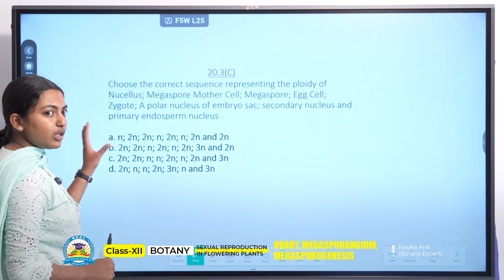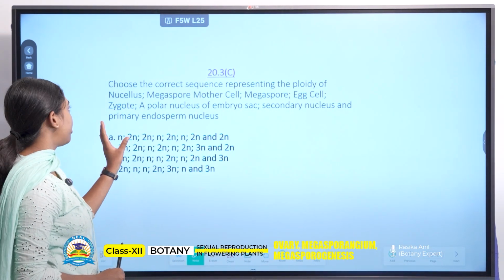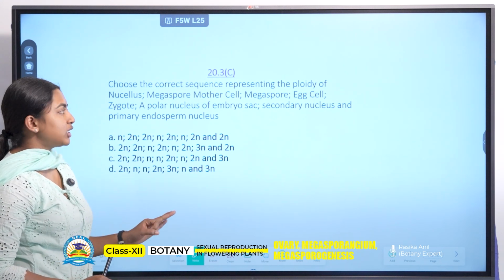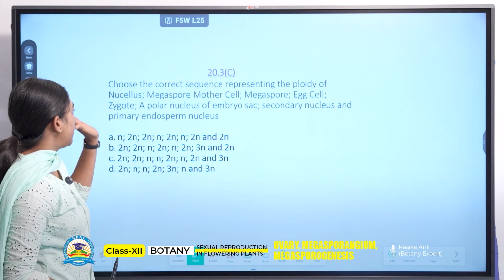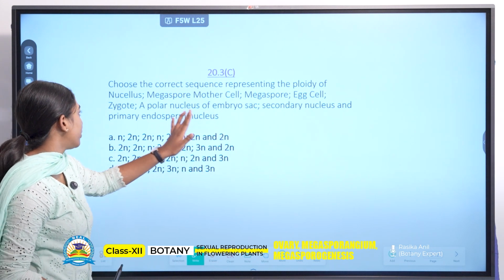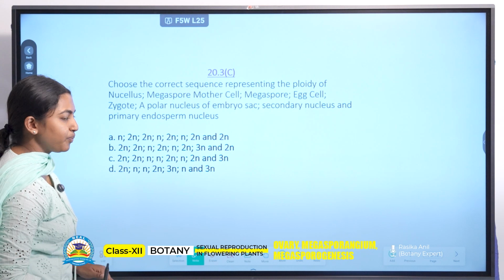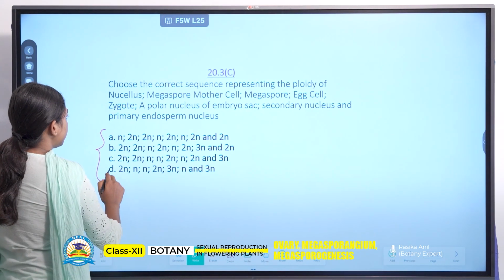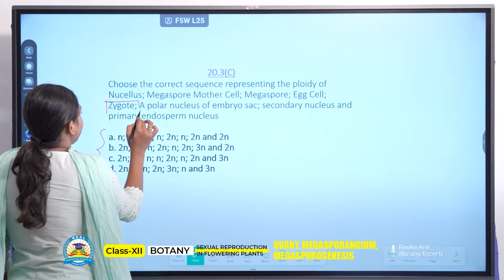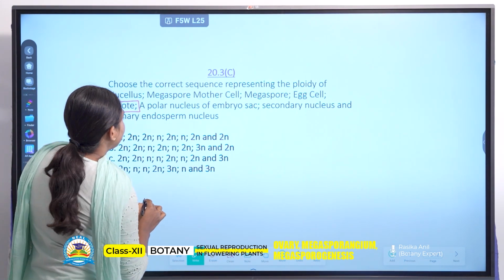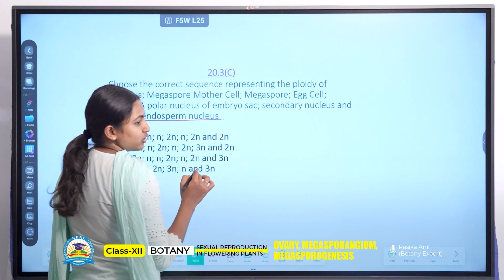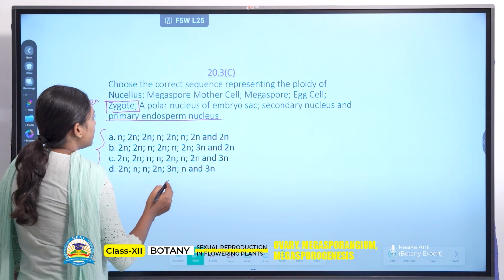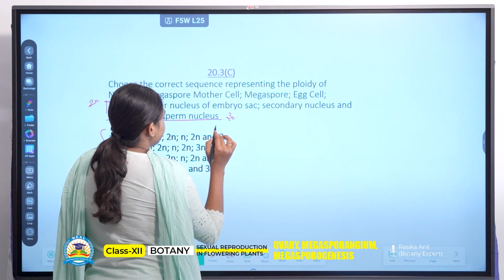Next, choose the correct sequence representing the ploidy of nucellus, megaspore mother cell, megaspore, egg cell, zygote, polar nucleus of embryo sac, secondary nucleus, and primary endosperm nucleus. Okay, this question has parts from other topics also. So let's see. You have these many options. We know that the zygote is definitely going to be diploid, right? And the primary endosperm nucleus, which is actually a result of fertilization, we'll learn it in post-fertilization structures, right? So this is 3N. This is triploid.